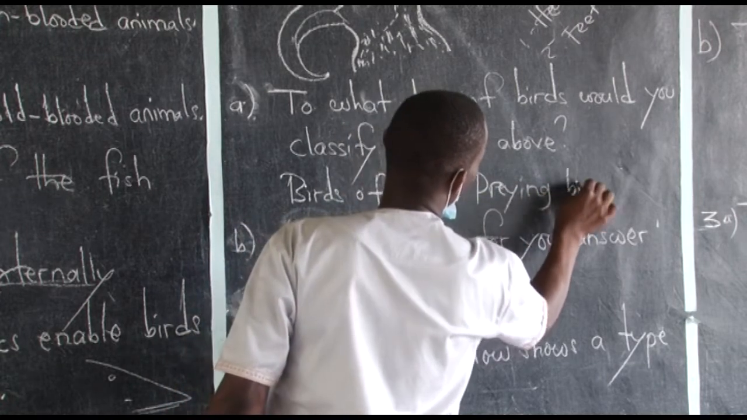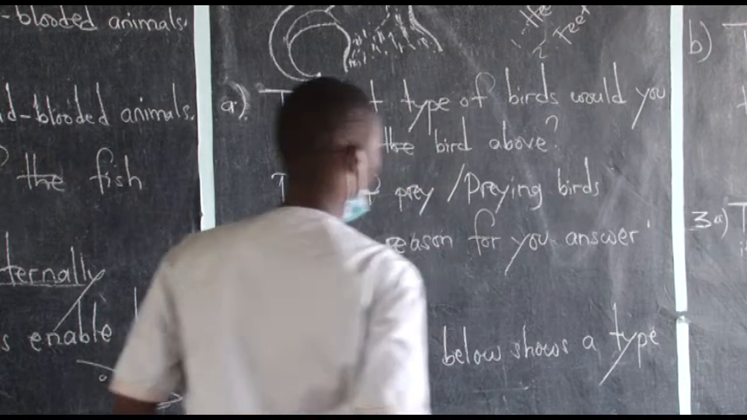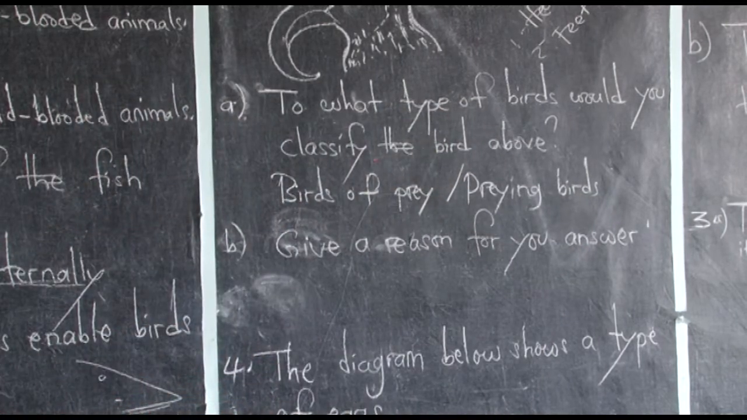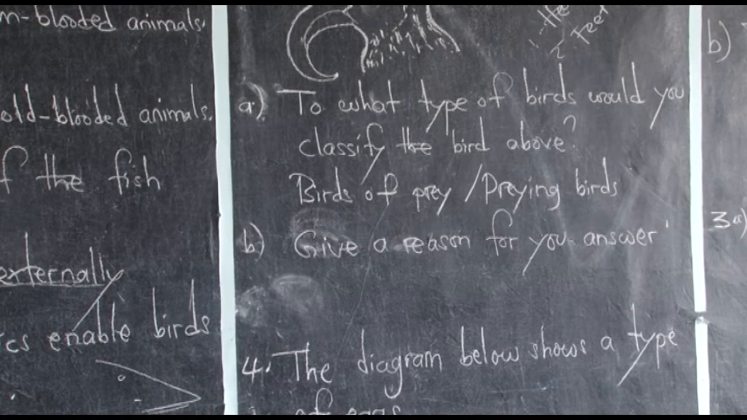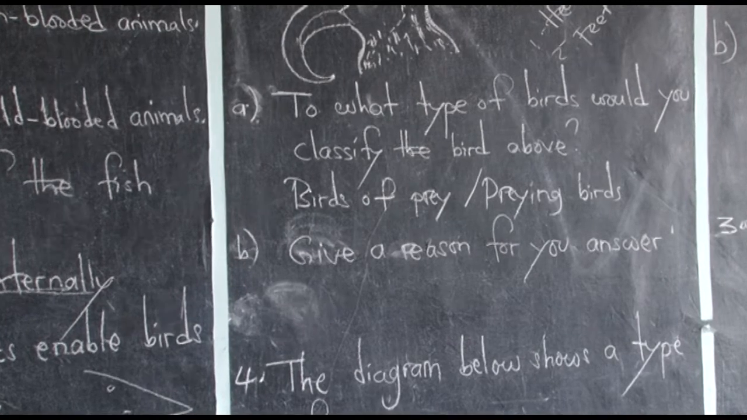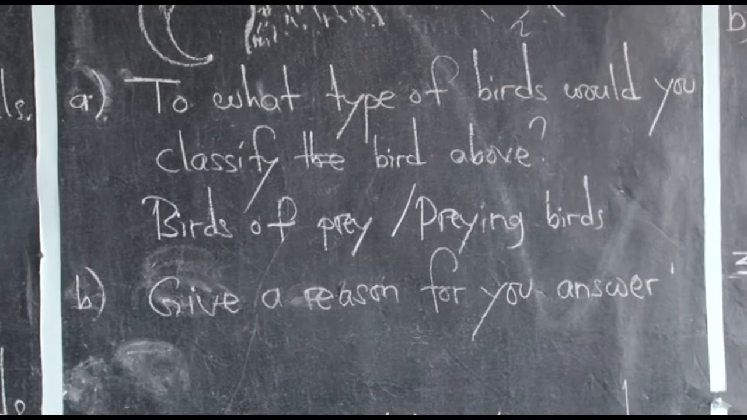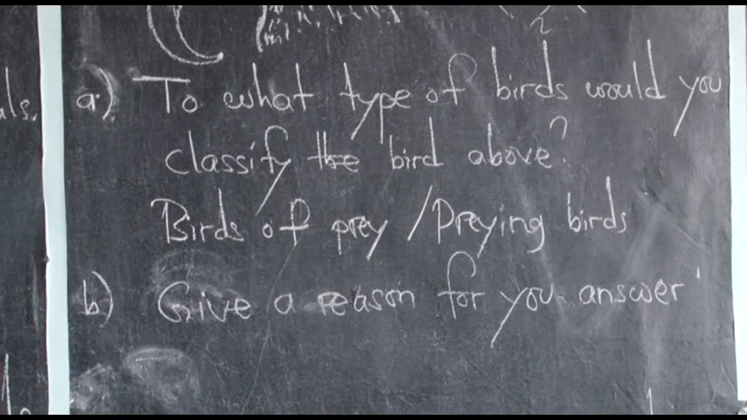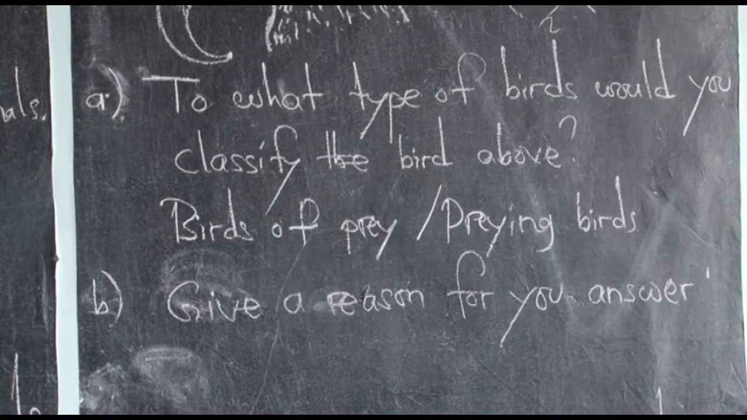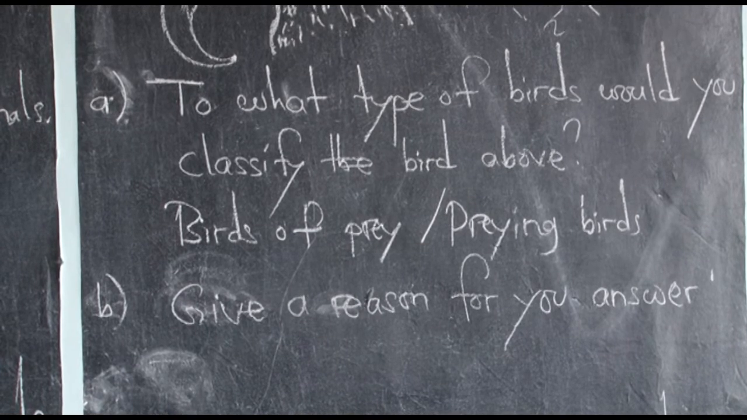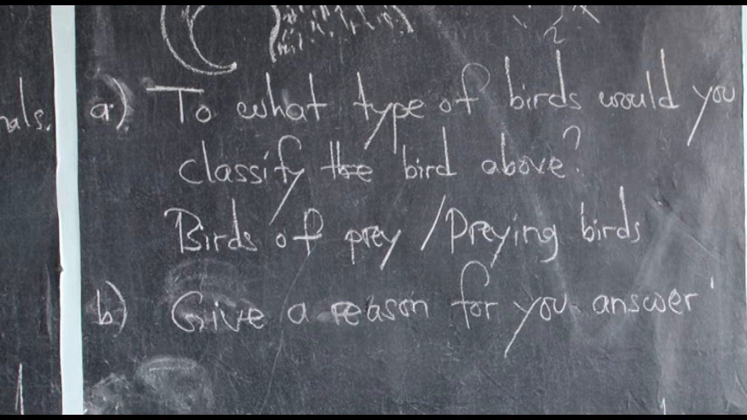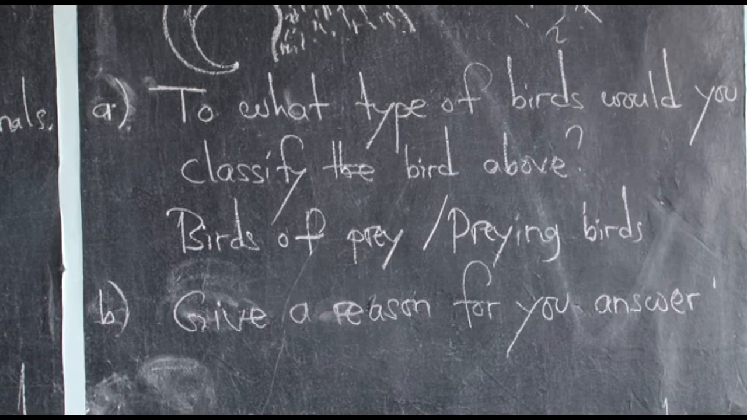Birds of prey. These birds feed on meat. They hunt and kill other small animals, other small birds for food. We can call them birds of prey or carnivorous birds. Hawks and eagles are good examples of birds of prey.